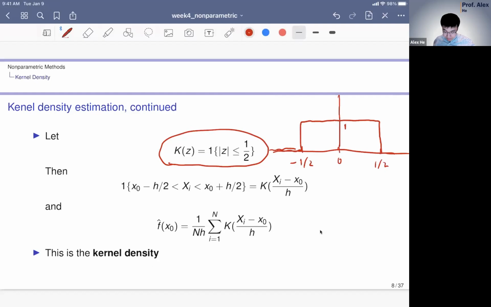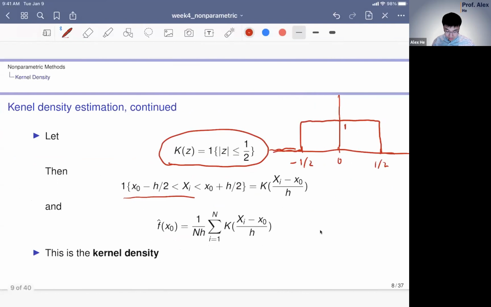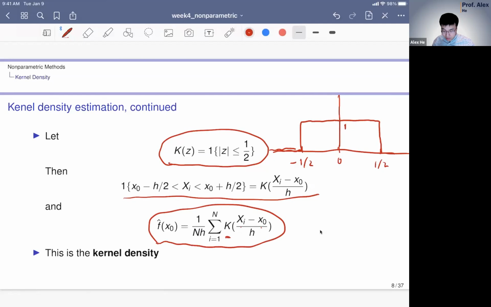And then you can rewrite what we have here to this. So our density would be equal to the sum of the k function. For every x, you calculate (x minus x zero) divided by h, where x zero is the point we want to know the density of, and then divide by the total number of observations n times h. And this is our kernel density. So this is the math.